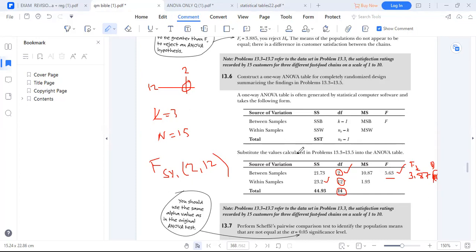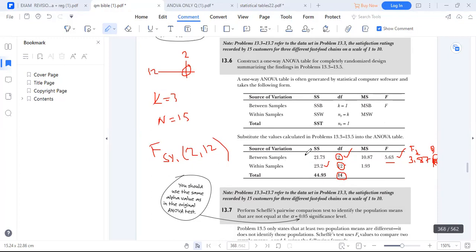So in this case, you need to follow the 5 steps of hypothesis testing. Number 1, state the hypothesis. Since we had how many treatments? We had 3 column populations. So step 1, set the hypothesis. Here we say mu 1 is equal to mu 2 is equal to mu 3, and here we say at least 1 is different.